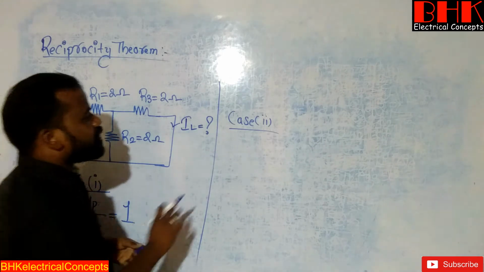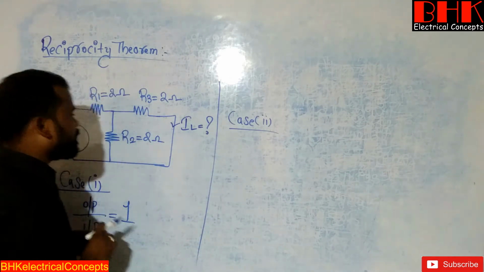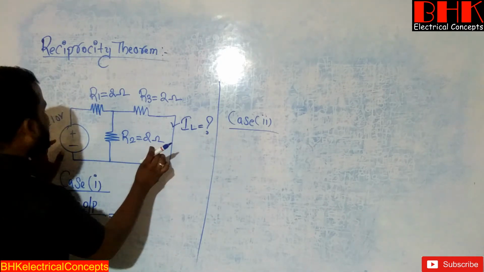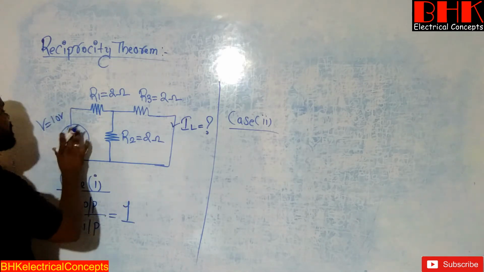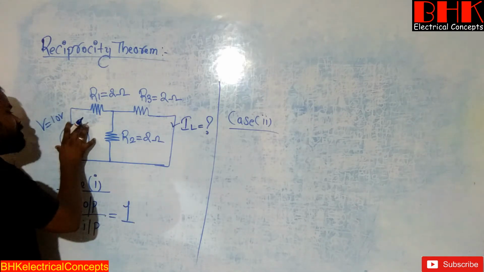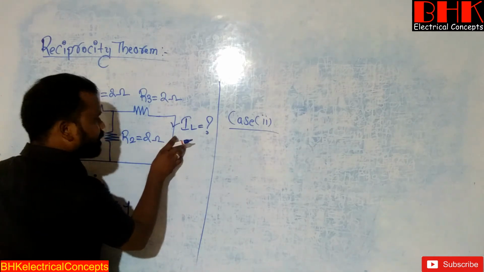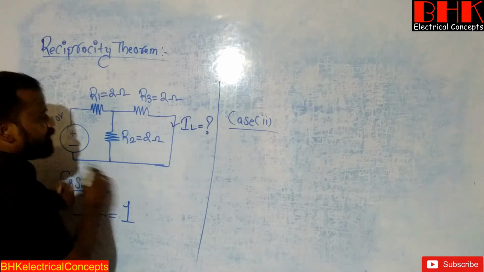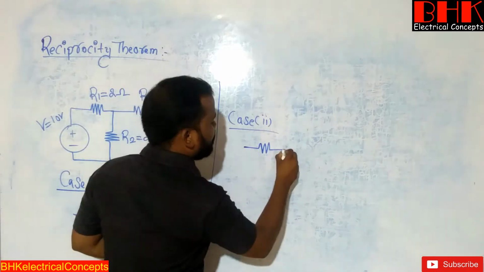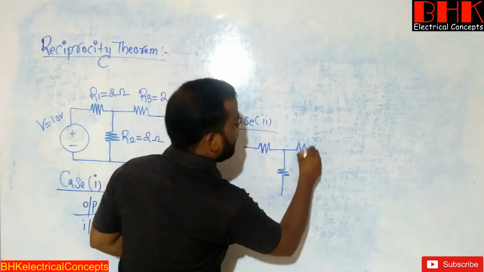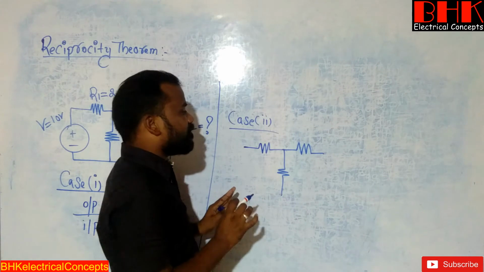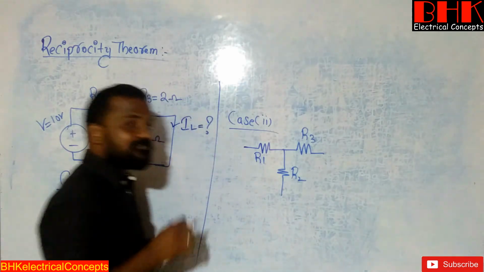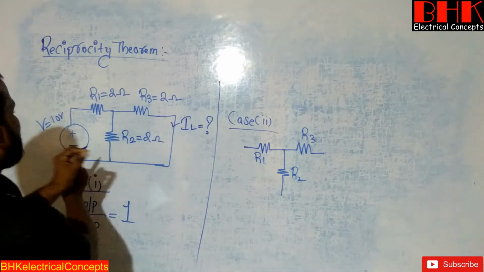Now I am going to talk about case number 2. This is very important. In case number 2, I am interchanging load and source. In case 1, the voltage source is here and the load is here, but in case number 2 we are just interchanging these two. The values of R1, R2 and R3 are the same, and there is no change in the connections of the resistances. This is R1, this one is R2, and this one is R3. We are just interchanging load and source.